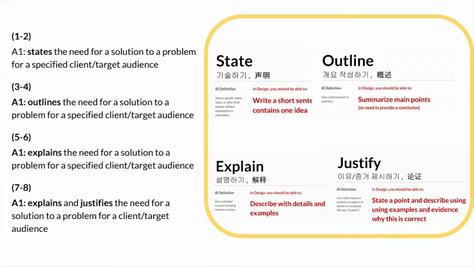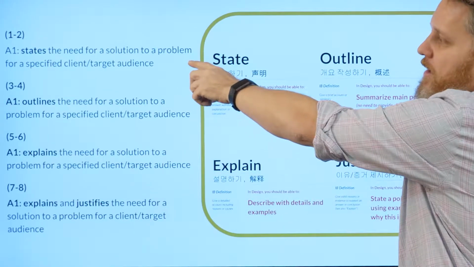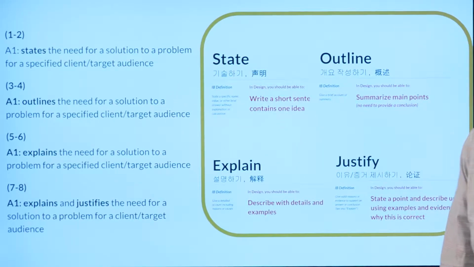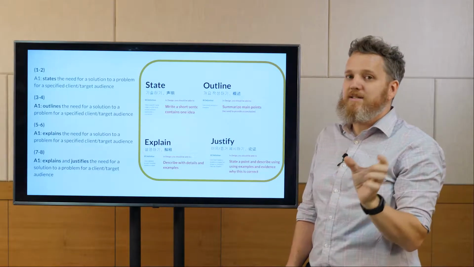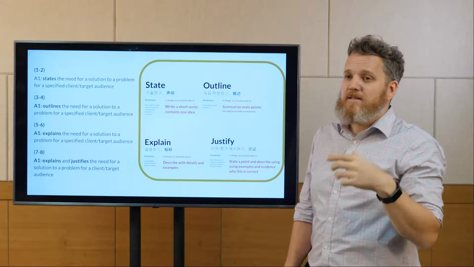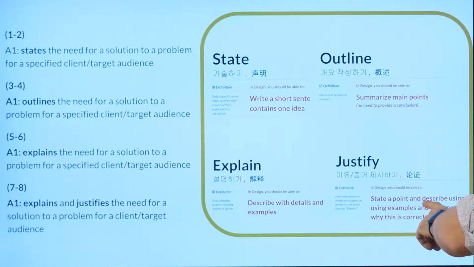Okay? So our rubric actually looks like this, where at the lower level we have quite a low term here, state. And state is essentially just a single sentence that says this thing needs to be done, or it's got a single idea to it. At the higher level, we have something like justify. Justify is using examples and points to explain and persuade someone about the importance of this particular kind of problem.